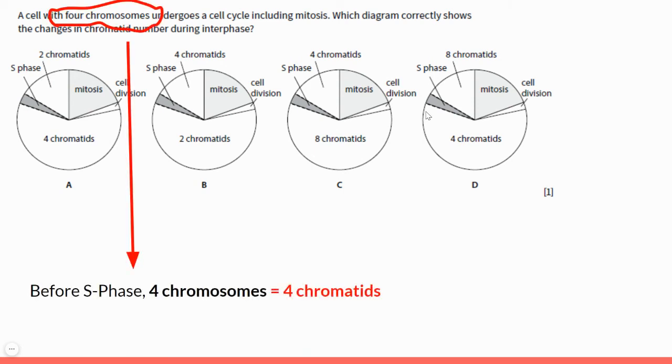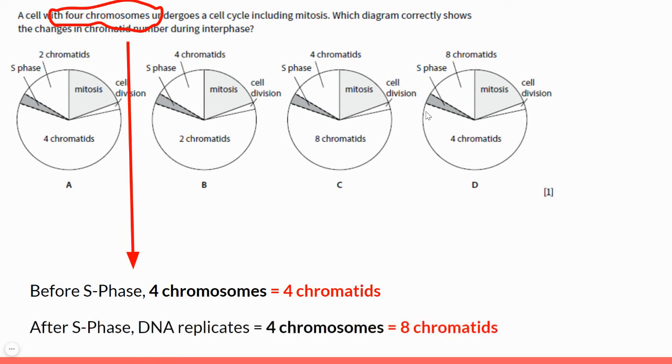Okay. So now we have to know that in the cell cycle there is interphase first that the cell has to go through, and then mitosis. Before entering mitosis, the cell will go through an S phase where the DNA will duplicate. So if the cell's original number of chromosomes is 4, then in the beginning of the cell cycle it will have only 4 chromatids. But after S phase is done, DNA will duplicate, so the chromosomes will remain the same, that is 4, but each chromosome will have 2 sister chromatids. So totally there will be 8 chromatids.